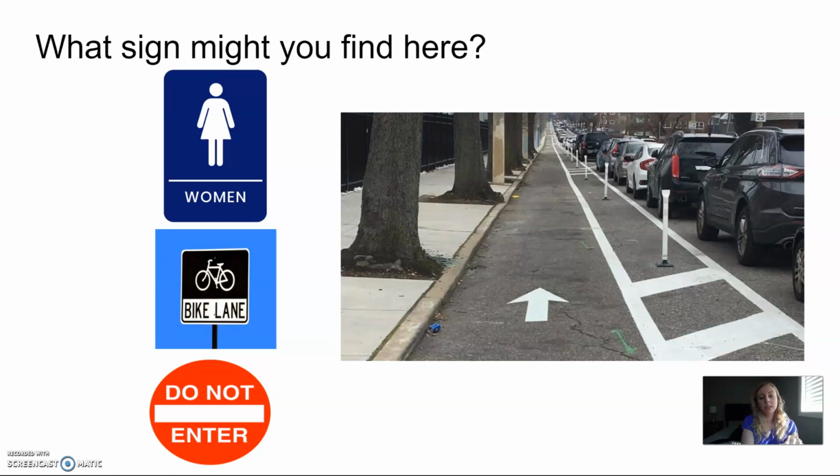Okay, so what sign might you find here? Would it be the women's restroom sign, a bike lane sign, or the do not enter sign? Go ahead and pause and let me know.